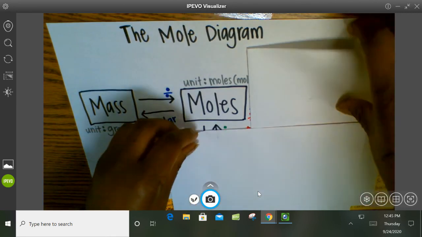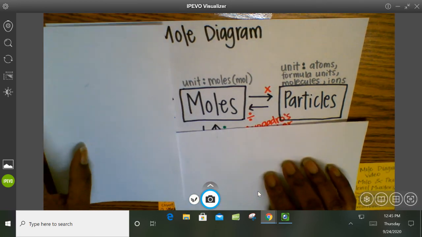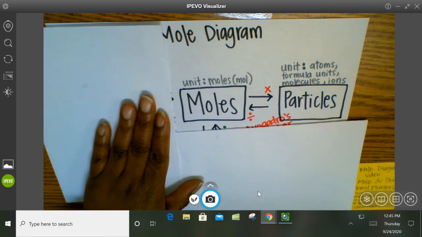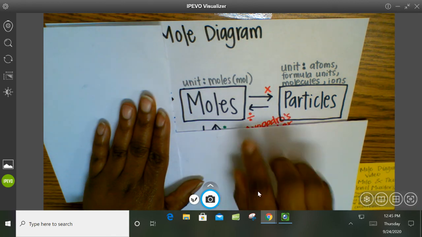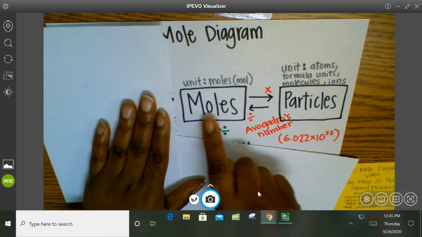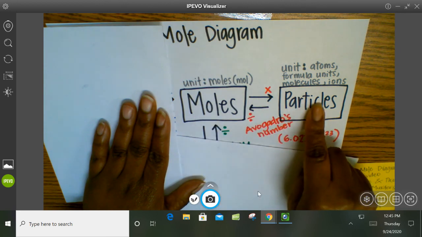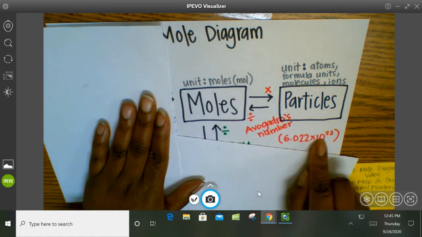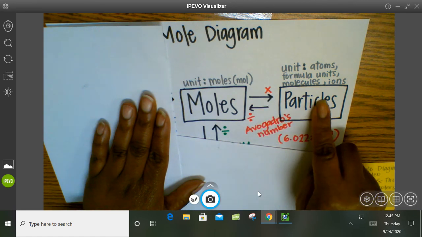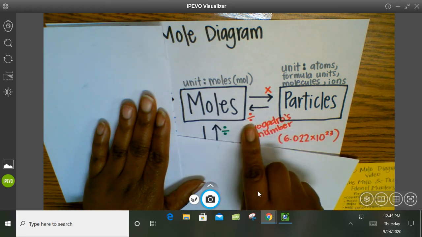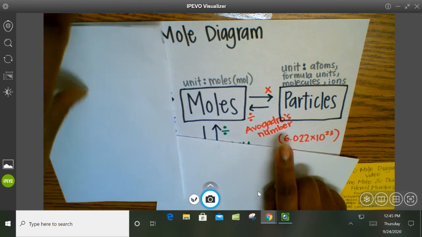Well, what if you had moles and particles? Now, particles can be atoms, formula units, molecules, ions, etc. If you have moles and you're trying to find particles, then you're going to multiply by Avogadro's number. If you have particles and you're converting that to moles, you will divide by Avogadro's number.